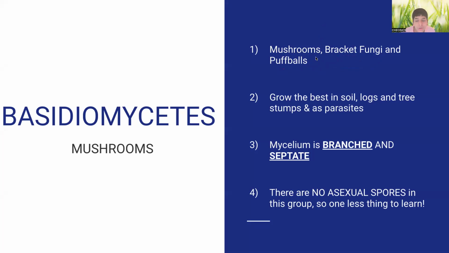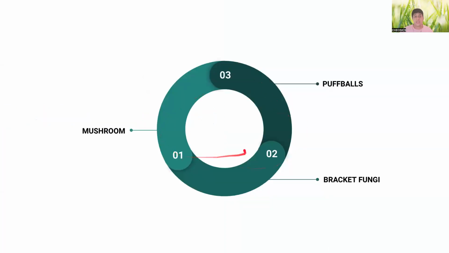So their mycelium is also branched and septate like Ascomycetes. One lucky thing for you here is that there are no asexual spores formed. Asexual reproduction doesn't take place. So there's one less thing to learn. These are the 3 types of fungi you see. So here what happens is you have your mushroom. Mushroom looks like this. Okay, this is a simple mushroom. This is your Agaricus mushroom, the common garden mushroom.